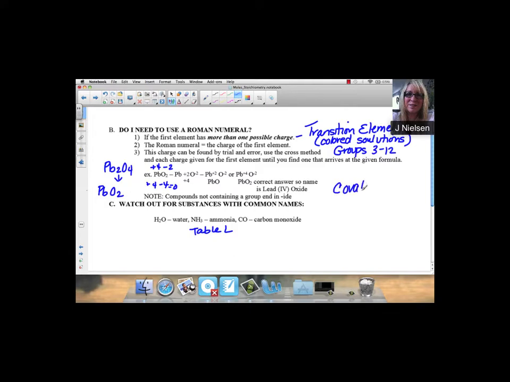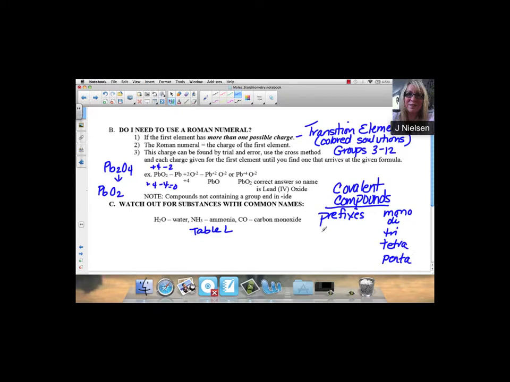When you have covalent compounds, meaning all nonmetals, you have to use prefixes. So we have mono, di, tri, tetra, penta.